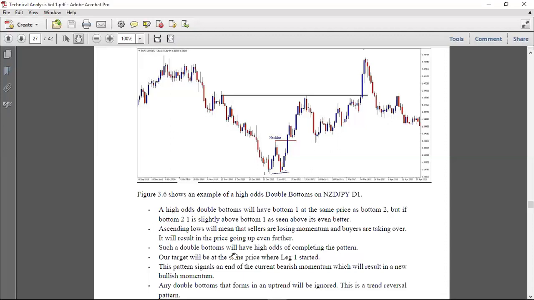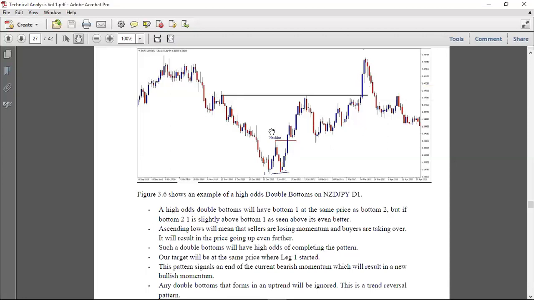Such a double bottom will have high odds of completing the pattern. So if you have something like this, you have high probabilities of price completing the pattern. Our target will be at the same price where leg 1 started. So leg 1 started on that peak drop. This pattern signals an end of the current bearish momentum, which will result in a new bullish momentum, so a trend going up.